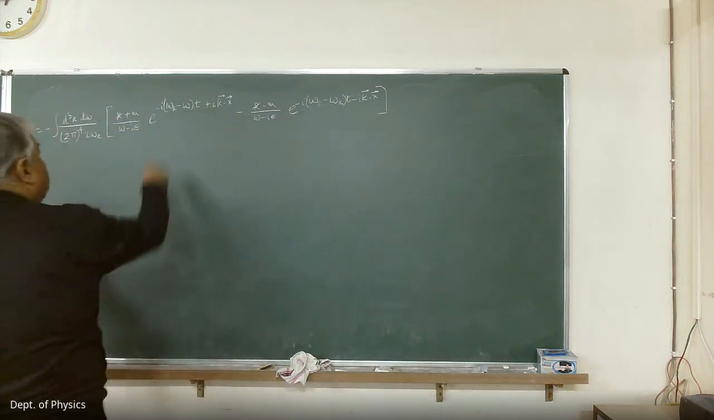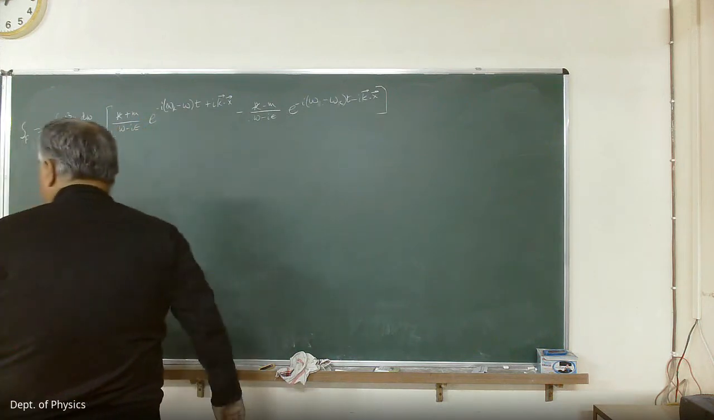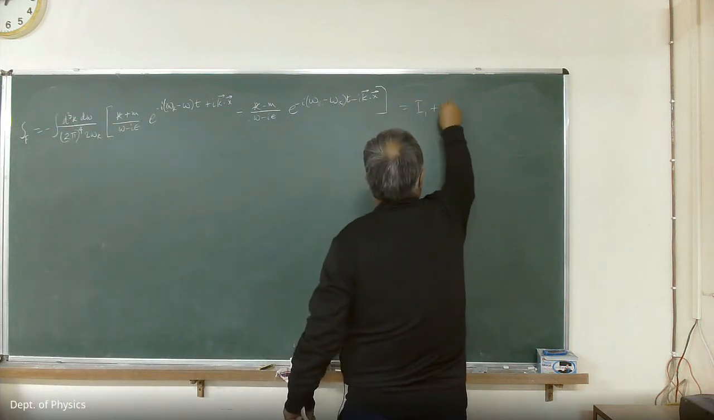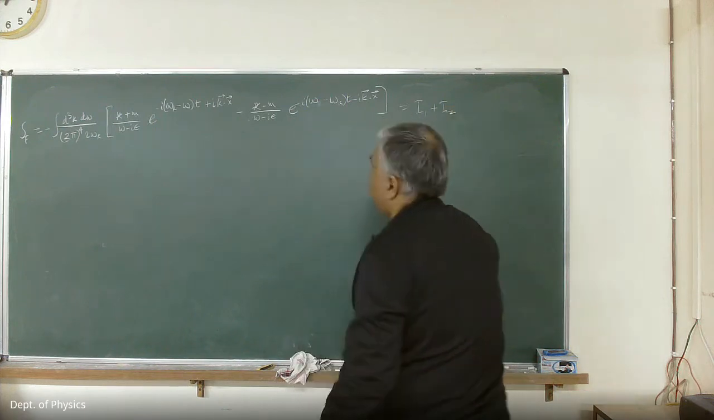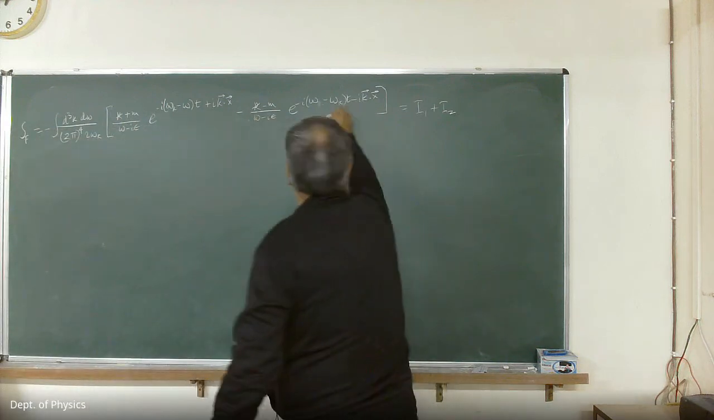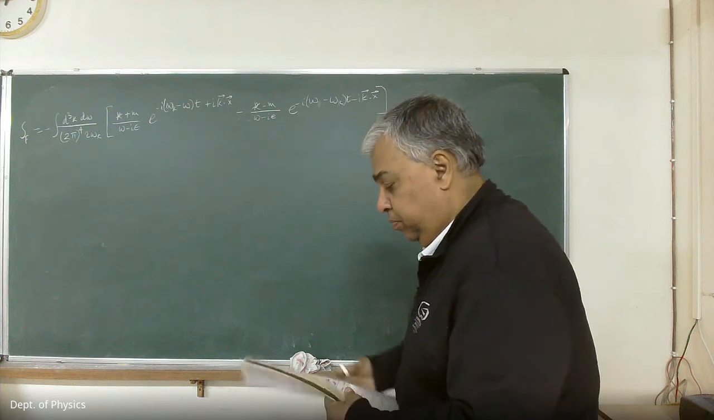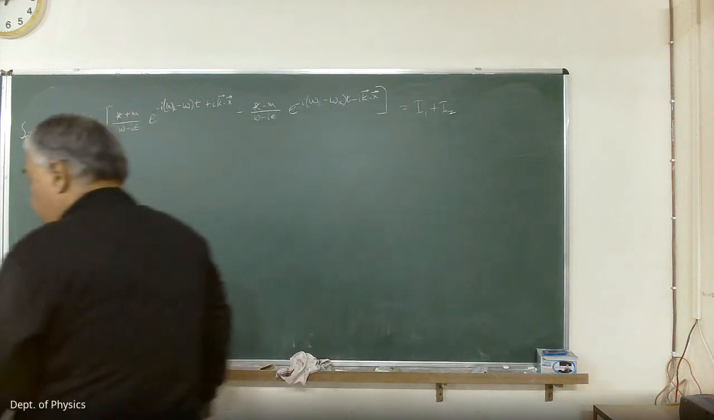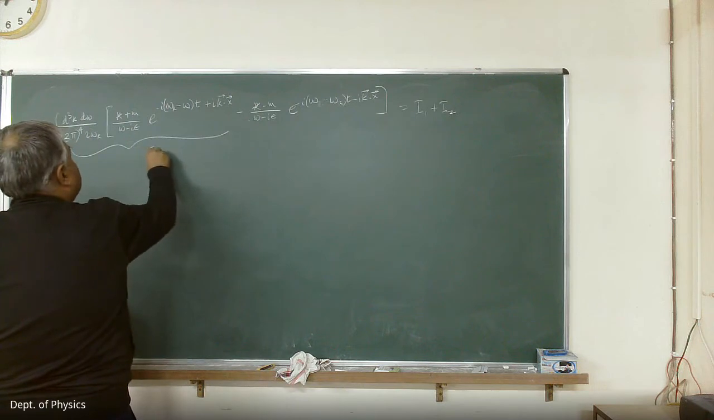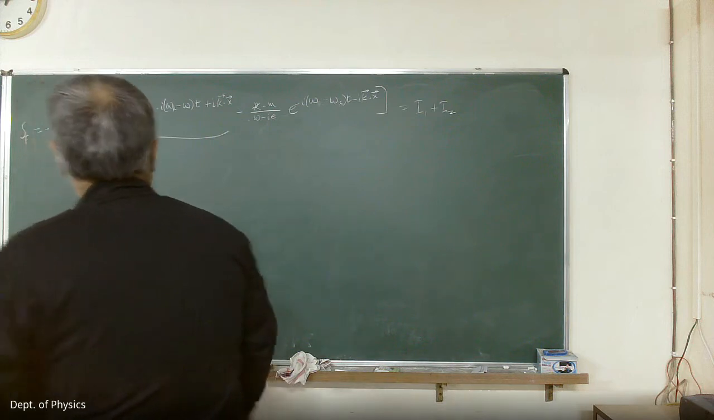So now let me call this integrand with this measure the total integrand. Let me write this is equal to I1 plus I2 respectively. This part on integration gives I1, and this part on integration gives I2. So let me consider I1, and this part will give me I2, right?